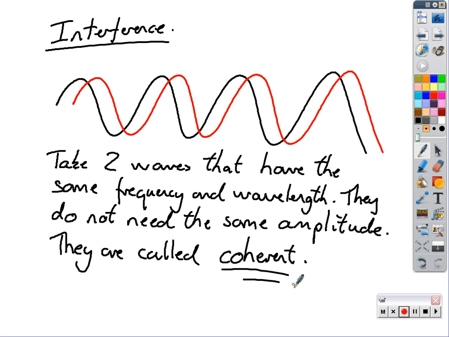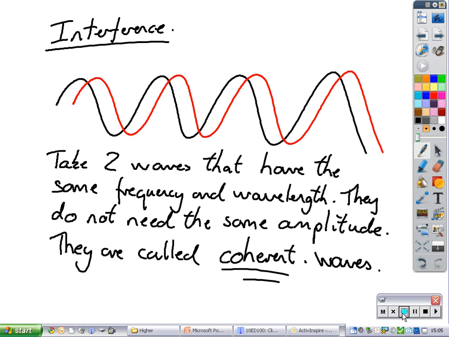They are called coherent waves. Okay? So what we're going to draw now is an interference pattern. We're going to come back to this idea of coherent waves and constructive and destructive interference. So I'll give you a little note on this next day once we get an interference pattern drawn.